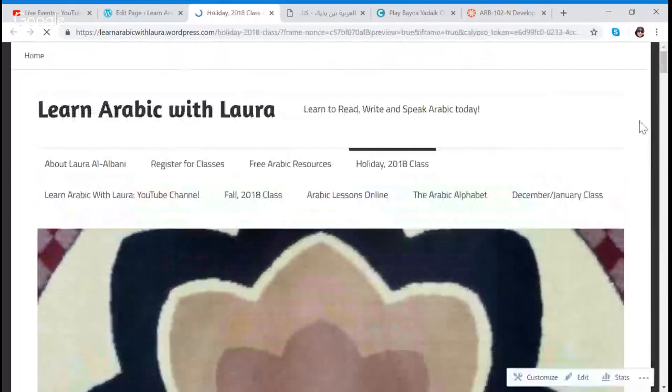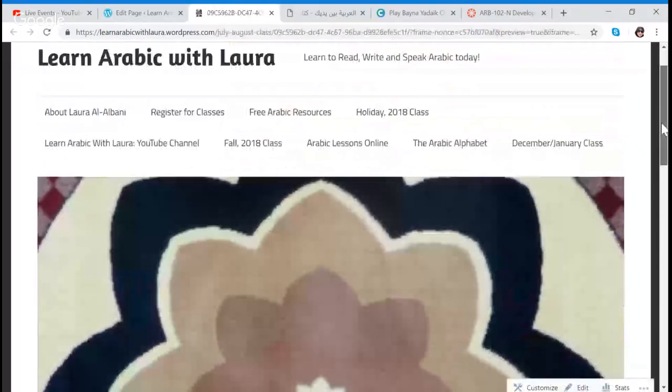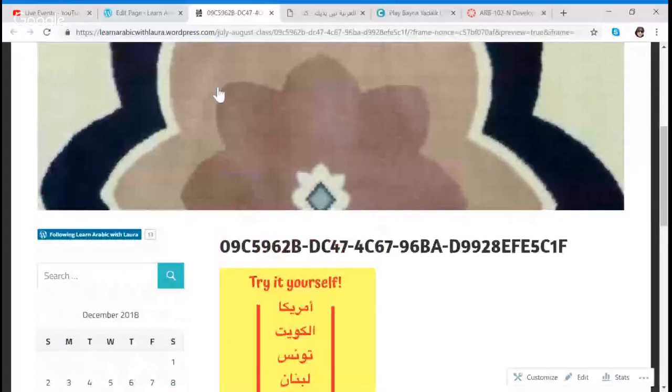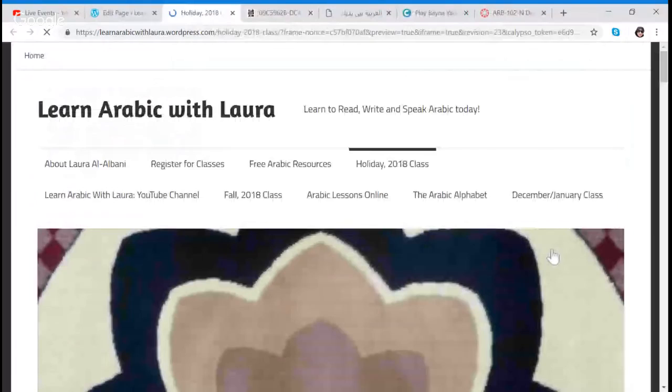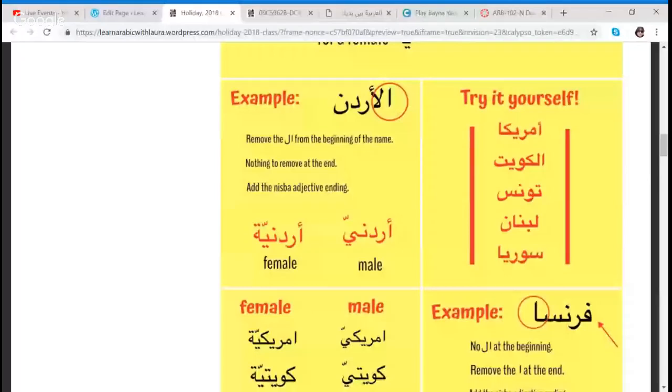Okay, here we go. Do you have a paper and pencil? Yes, I do. Okay, so we're going to start with the first country here. Look at the very first country and tell me what country that is. America. Good. Okay. Now, I want you to follow those steps. So first look at the beginning of the word. Do you see an aleph lam? No. Okay, so you're done there.